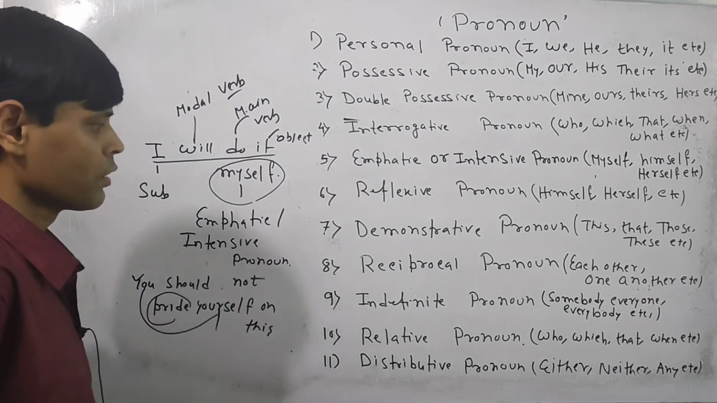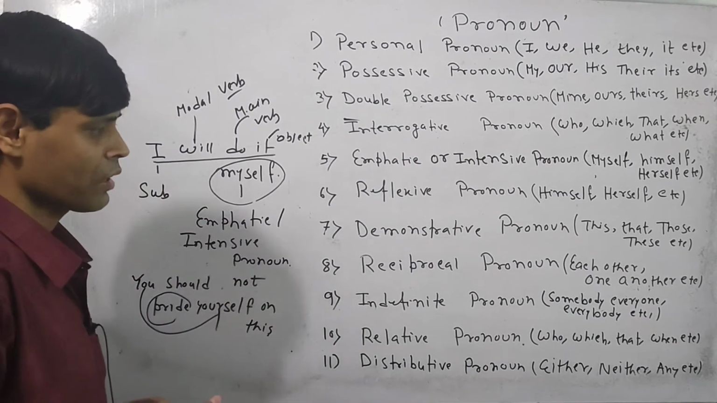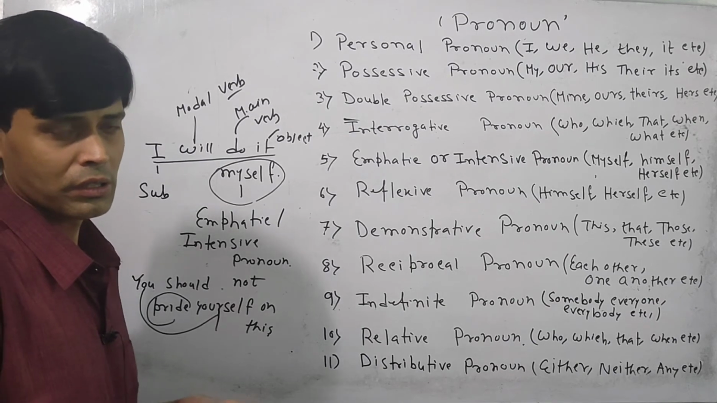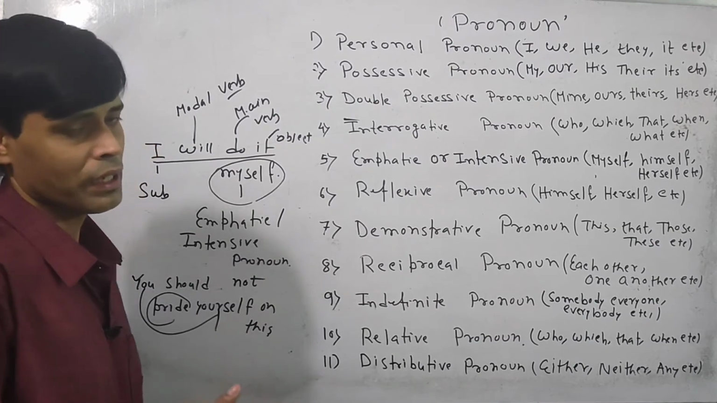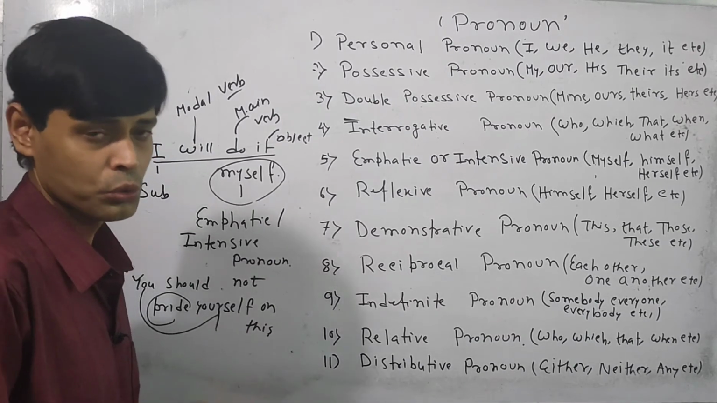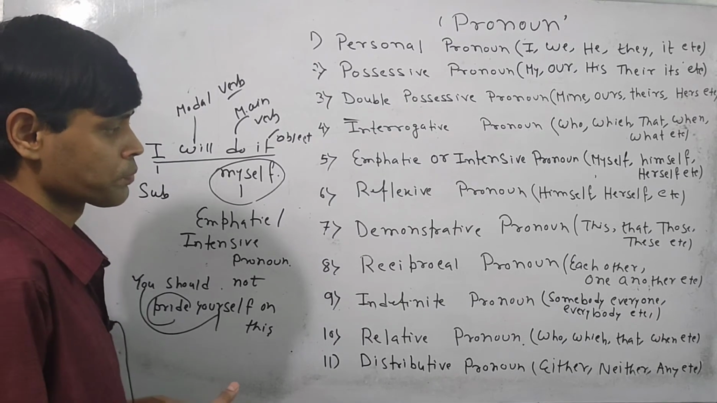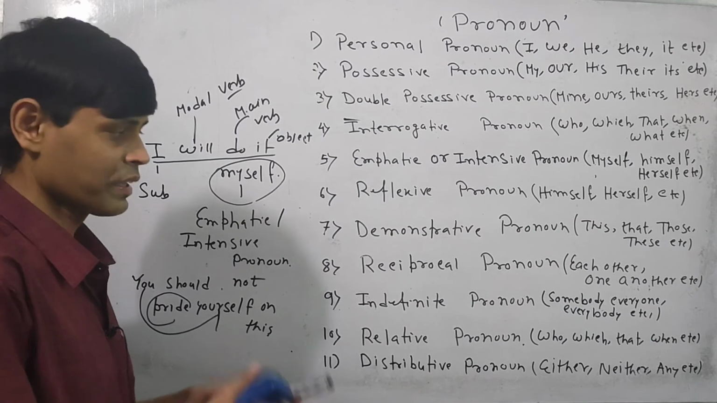Reciprocal pronouns are like this: each other, one another. Each other will be used whenever two persons or two things will be there. When more than two persons or two things will be there, in those cases, one another will be used.